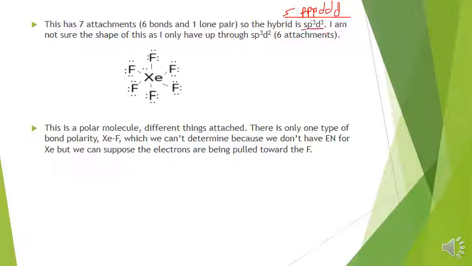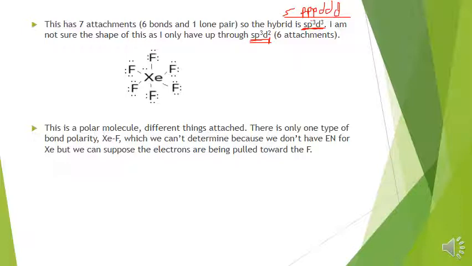Now, you can look up the charts. Unfortunately, we don't have a shape that's sp3d3, so I'm not sure what that is. The highest that we go up through in our tables is sp3d2. So if you get a problem like this, just say that. I don't know its shape, but I have the hybrid.